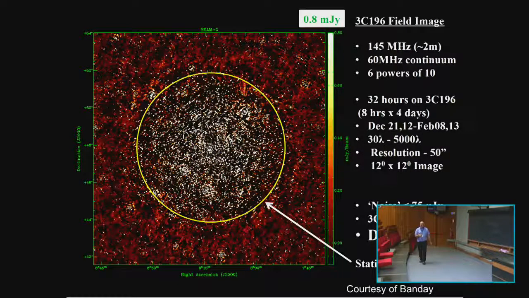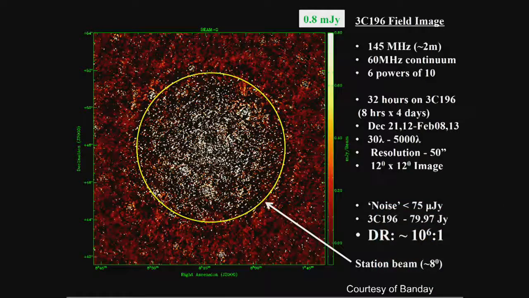Right, let me show you data from LOFAR. So this is one of the fields. You remember this, 3C196. We are very proud of this picture. This is a picture that looks incredibly boring. That's what radio pictures don't really look like. It's just points. But we are incredibly proud of this.